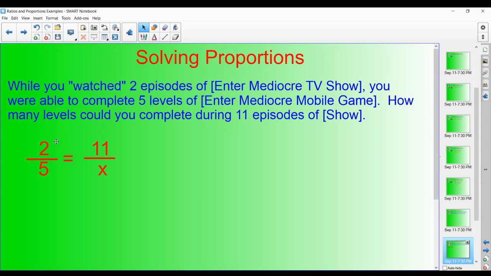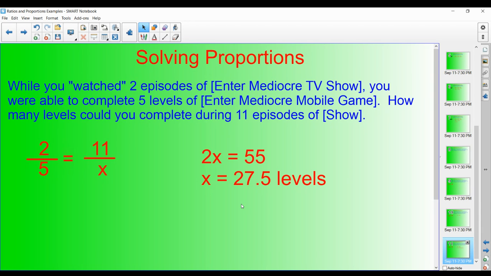So we have 2 episodes of the show for 5 levels, and we have 11 episodes for x levels. We don't know how many levels, but we know the denominators are both levels. So we set up the proportion. We're going to use cross product to solve. So we wind up with 2x equals 55. We divide both sides by 2, and you can finish 27.5 levels.